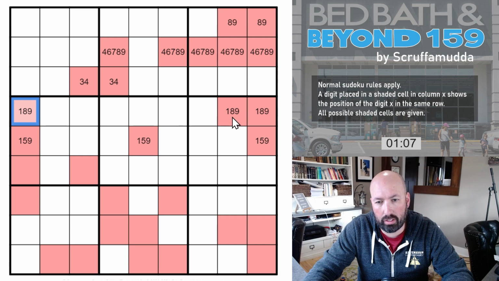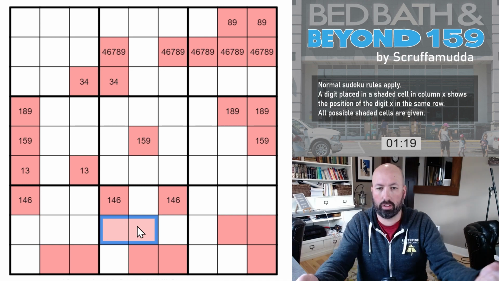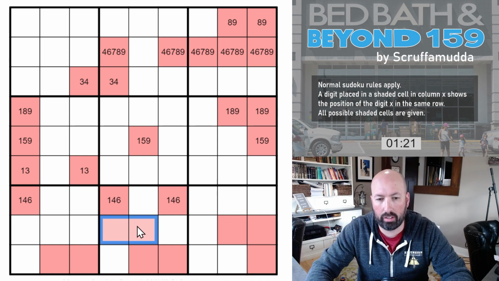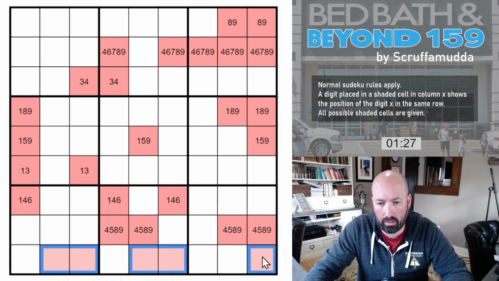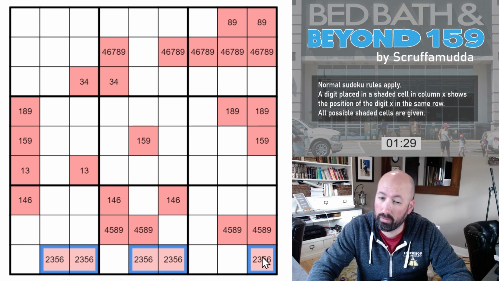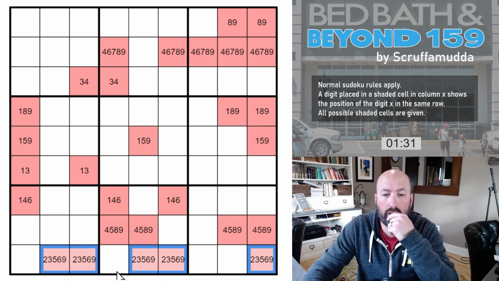And I can also see, since we have 3 in some of these, one of them is going to have to be self-referential, because 2 of them are going to refer to each other, and then the other one is going to have no shaded cells to refer to. So these are 4, 5, 8, 9, 2, 3, 5, 6, 9, I think. 5, 6, yeah.